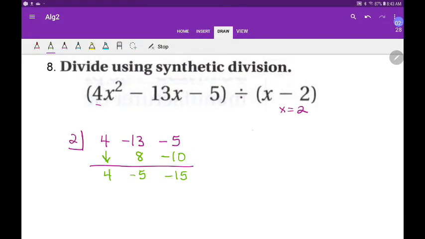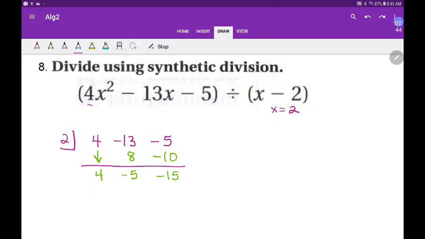Okay, so if I were to plug in 2 into this, I would get negative 15. But that's not really what I want. What I want is, what happens when I divide. Okay, so I take this 4, and I say 4. Up here it was x squared, so now it's just x. And I take negative 5. That's my constant right there.